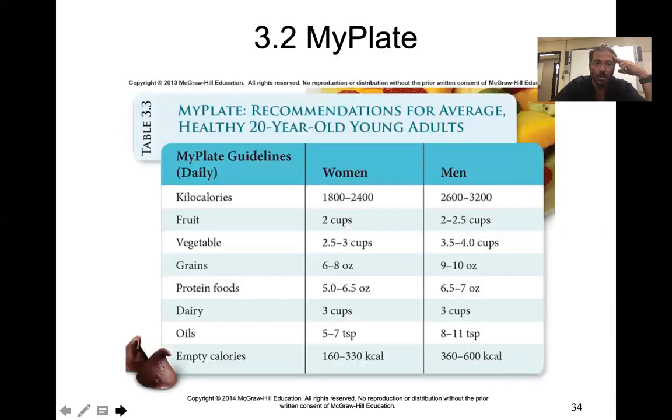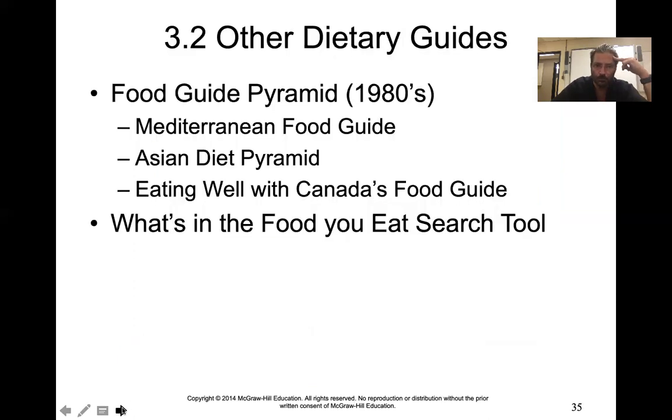Whatever. You can go by MyPlate, and they're going to tell you the kilocalories: women 2,400, men 3,200. It really depends on your height, weight, and physical activity, and they're just showing you what you should be consuming according to that. And there are food guide pyramids from the 1980s. Some of you probably weren't even born. I was literally still in high school. There's the Mediterranean food guide, Asian diet pyramid, and eating well with the Canadian food guide, right? Some different things that they'll show you.